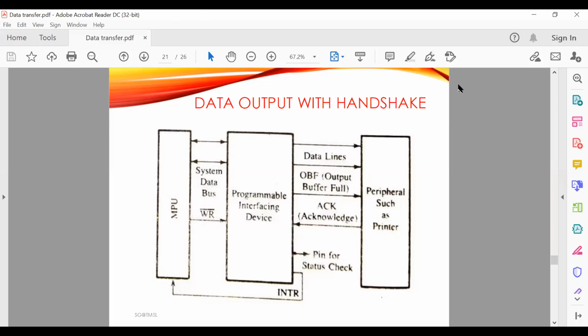Is it clear? Any question? Handshake signals? Any doubt?